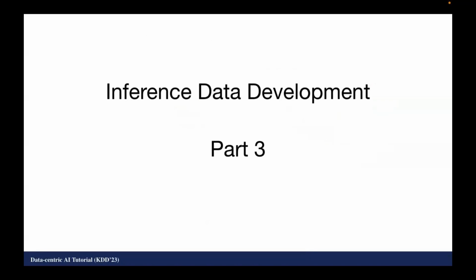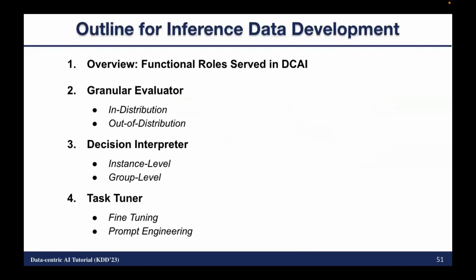artificial intelligence. Overall, I want to talk about 4 different sections. First, I would like to give an overview, basically the differences between data-centric and model-centric and what we want differently from these 2 paradigms. And overall, I want to formulate this section from the functional roles, which is a little different from our survey paper, because I think that may be easier to give you an impression of how we formulate things in data-centric AI. So the first functional role I want to talk about is called a granular evaluator.